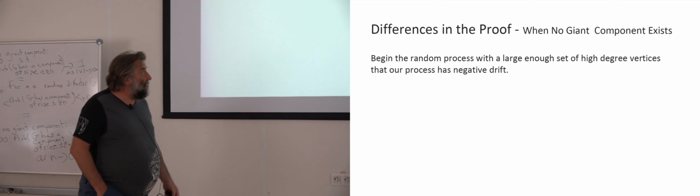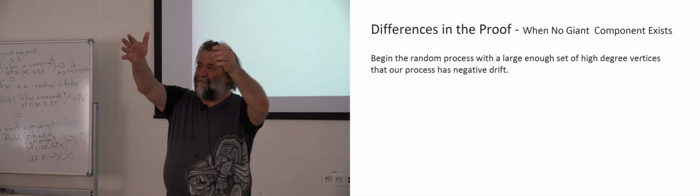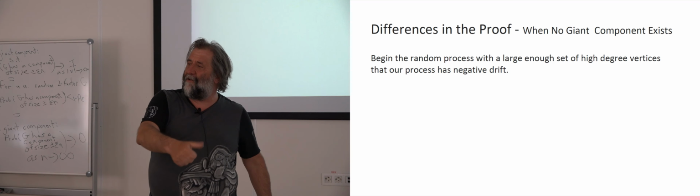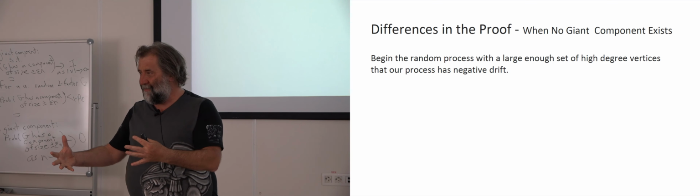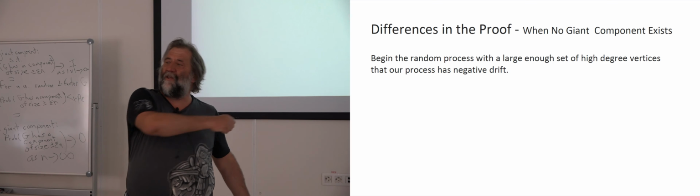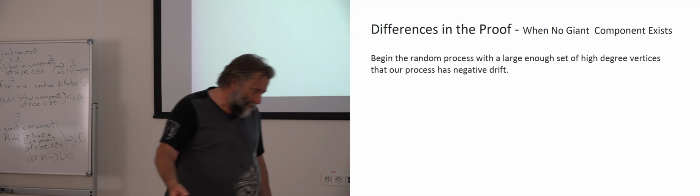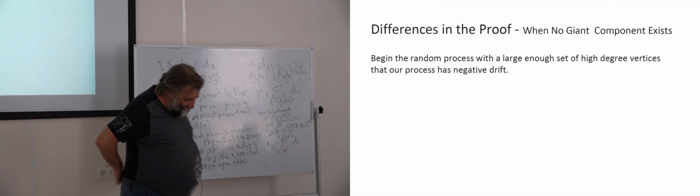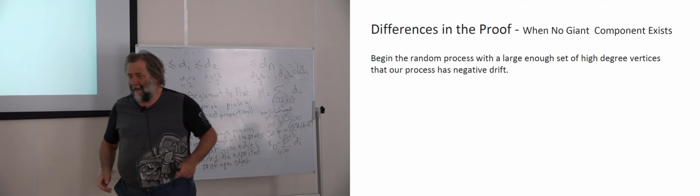So what do you do in the subcritical case? You take all those high degree vertices, and you don't grow the component containing V, you grow the union of the components containing V and the high degree vertices. And you say their union is going to be small, with good probability. If their union is small, then obviously the one containing V is small, and the one containing all those big guys is small.